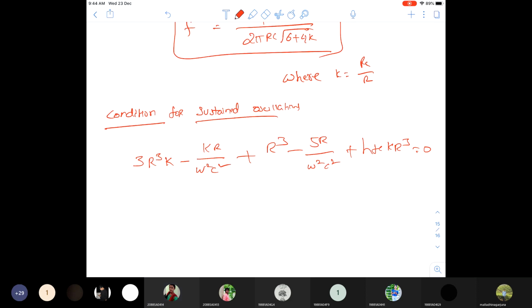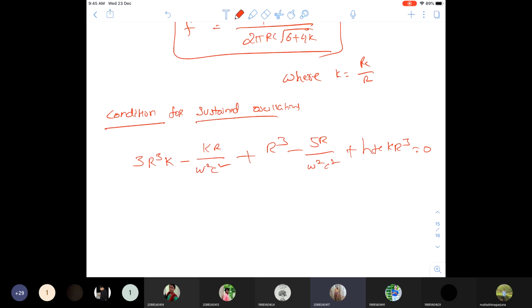15. Le15. 17. Sir, Equation. 3r cube k minus kr by omega square c square plus r cube minus 5r by omega square c square plus hfe kr cube is equal to 0.